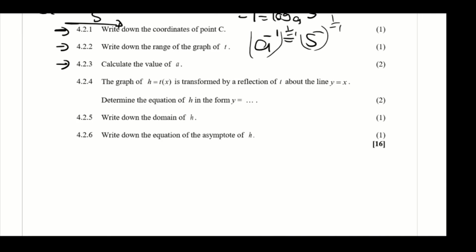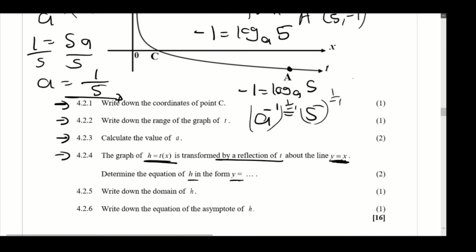So now we are looking at 4.2.4. It says that the graph of h is equal to T of x is transformed by a reflection of T about the line y is equal to x. So the original graph is transformed. We are required to write down the equation of h in the form y is equal to. So this is what's happening here.